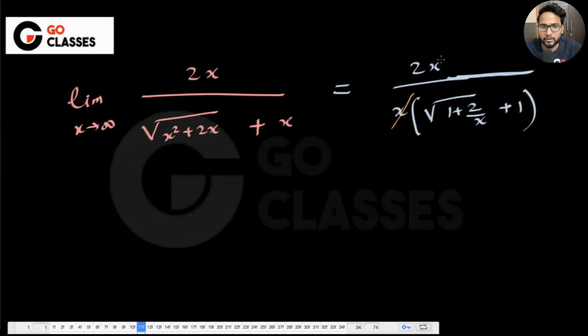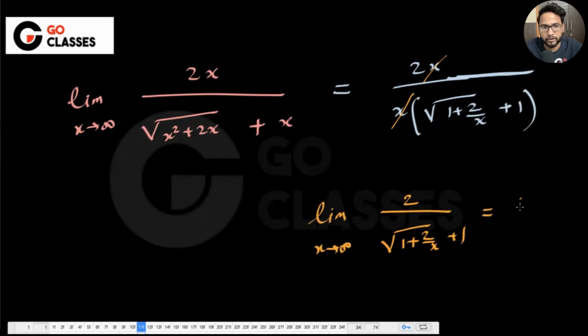Okay. So you can cancel out x and x. You can put x tends to infinity here, which will be 2 upon square root of 1 plus 2 upon x, then it will be 0. It will be 1. 1 plus 1, 2, right? So the final answer is 1. Okay.